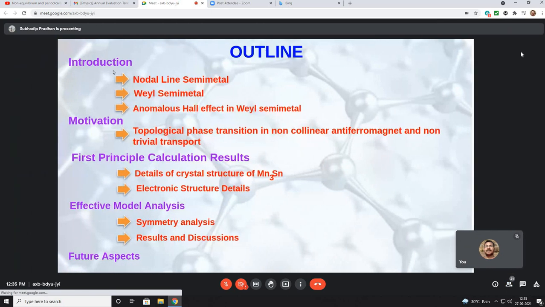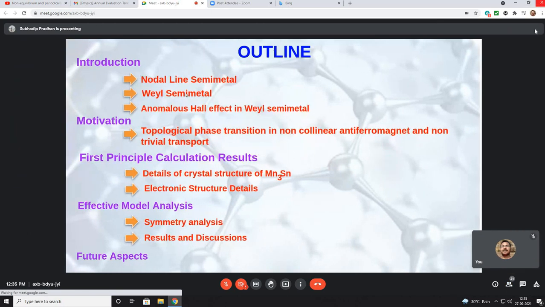I will firstly go to the introduction part. I will introduce nodal line semi-metal, Weyl semi-metal, and the anomalous Hall effect in Weyl semi-metal. Then I will go to the motivation of my work, that is the topological phase transition in non-collinear antiferromagnet and non-trivial transport. Then I will give a few first principle calculation results. The details of the crystal structure of Mn3Sn and electronic structure details will be given after that. Then I will give an effective model analysis. I will show the symmetry analysis, and I will conclude with result and discussion. Then I will give my future aspects. Those are the outline of my talk.